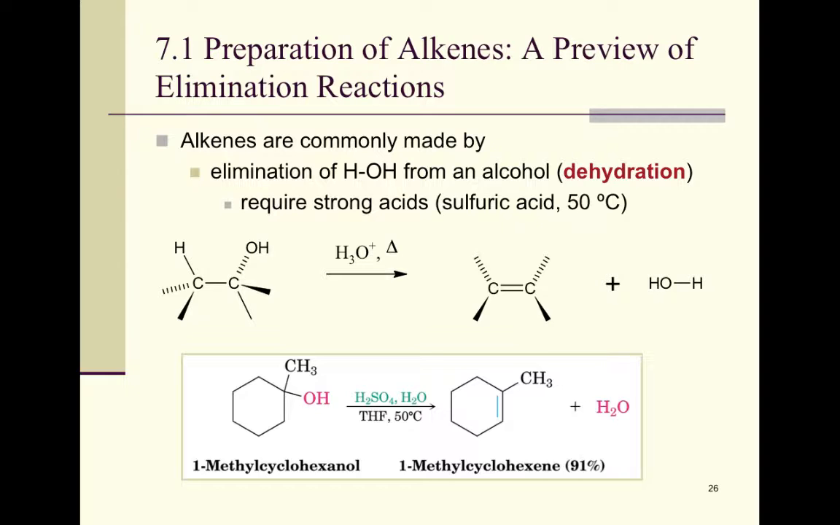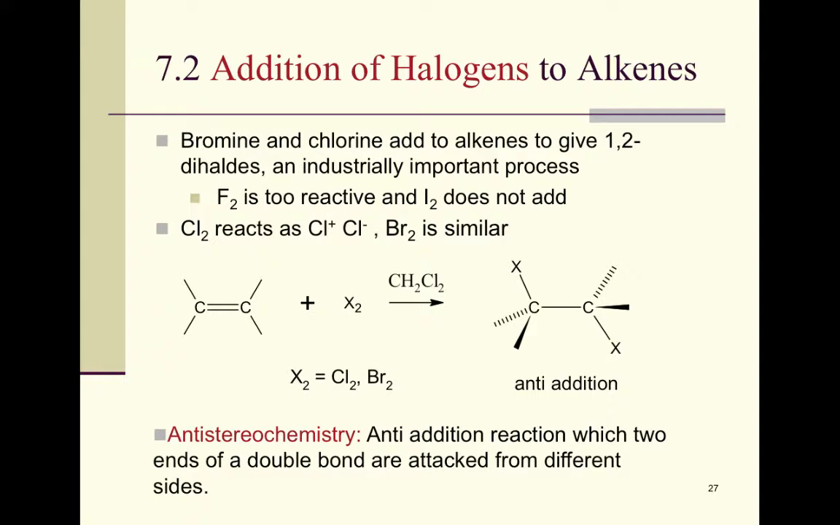We're now going to move on to looking at addition reactions and then come back to some elimination reactions in more detail later. Addition of halogens to alkenes. Bromine and chlorine add to alkenes to give a 1,2 dihalide. In industry, it's a very important process.